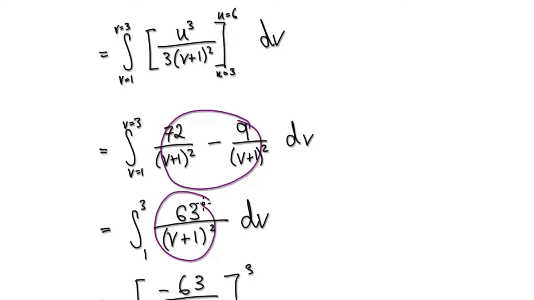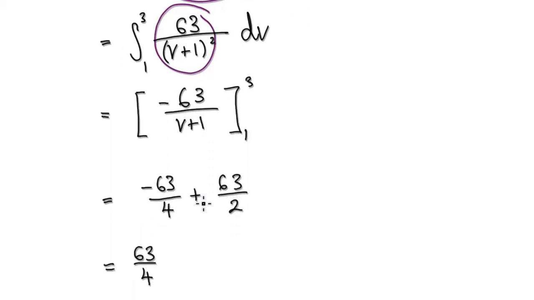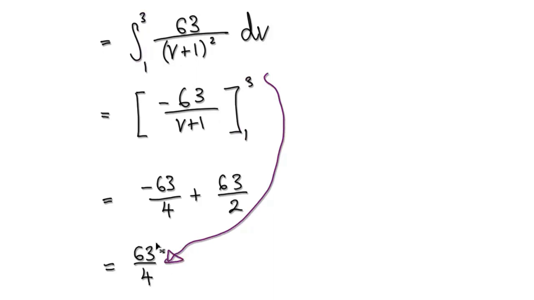So now we just need to integrate it with respect to v. When you integrate this, it will become this thing here, and then from 1 to 3. And then, blah blah blah, your final answer is this. Okay.